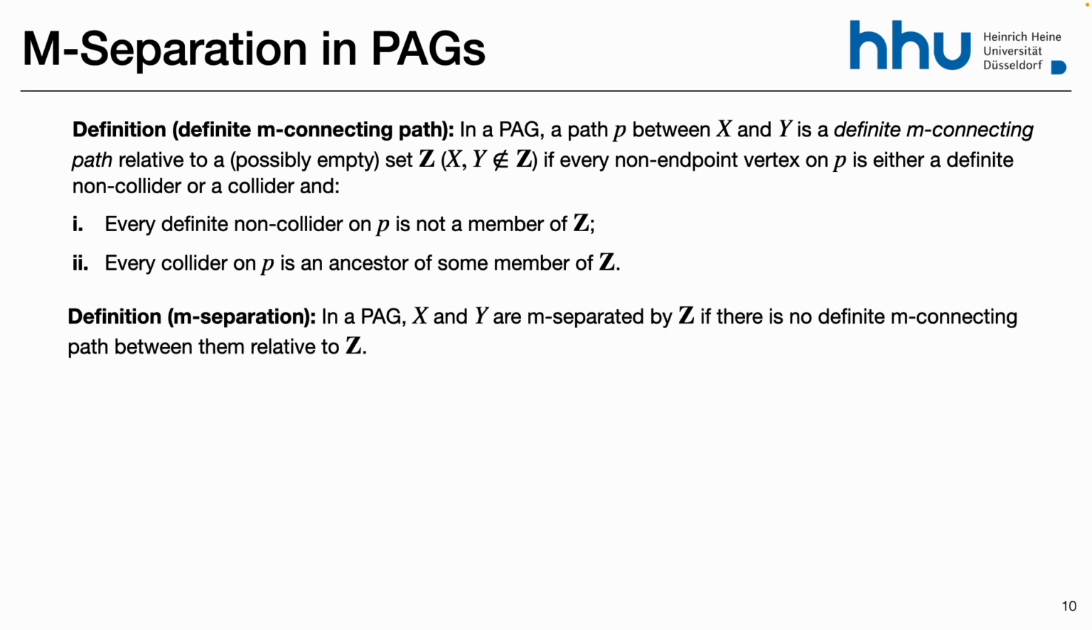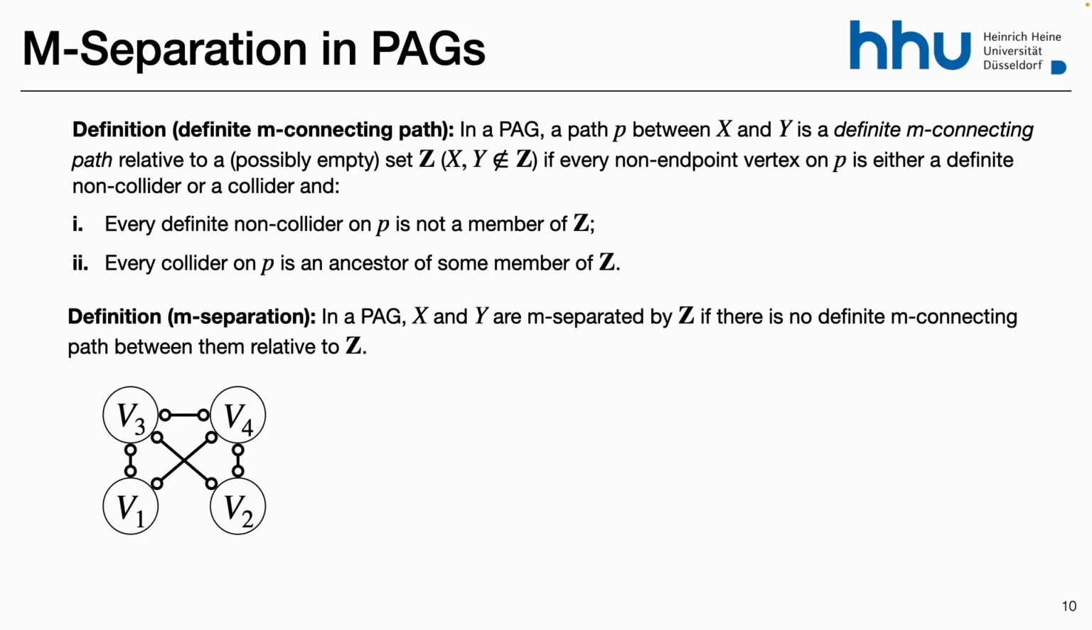And then M-separation is basically that there is no definite M-connecting path between them. So you just need to block all the paths that have definite status. So this is an example. There are three paths connecting V1 and V2. You see them? The first one is V1, V4, and V2.